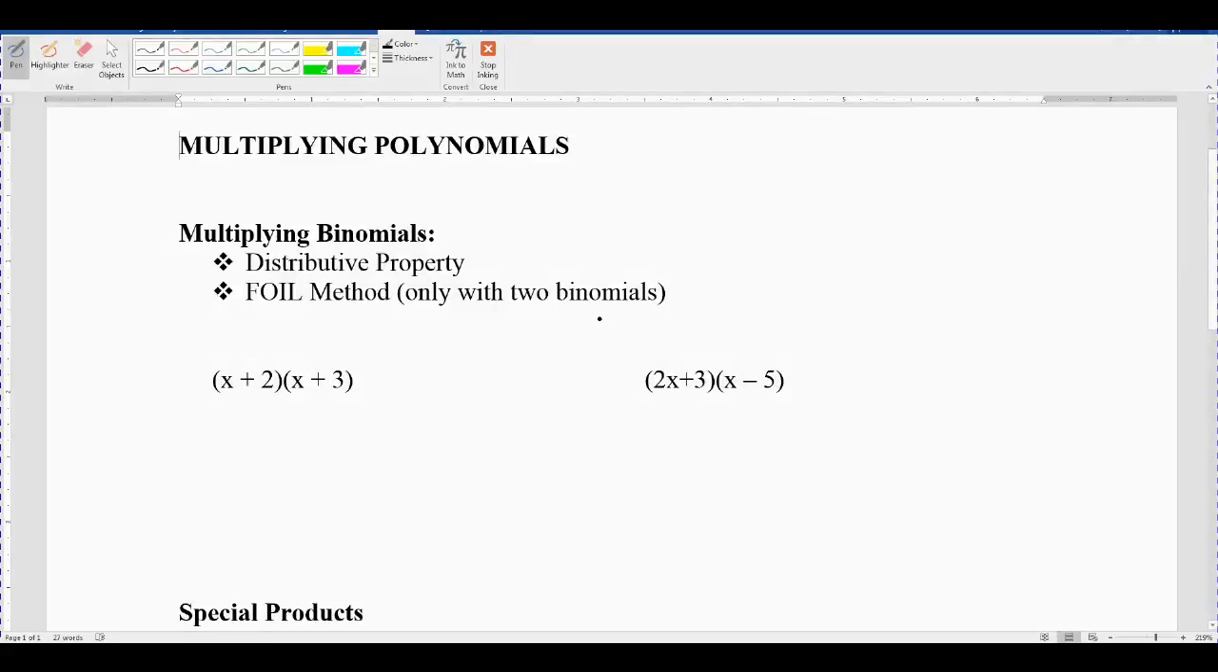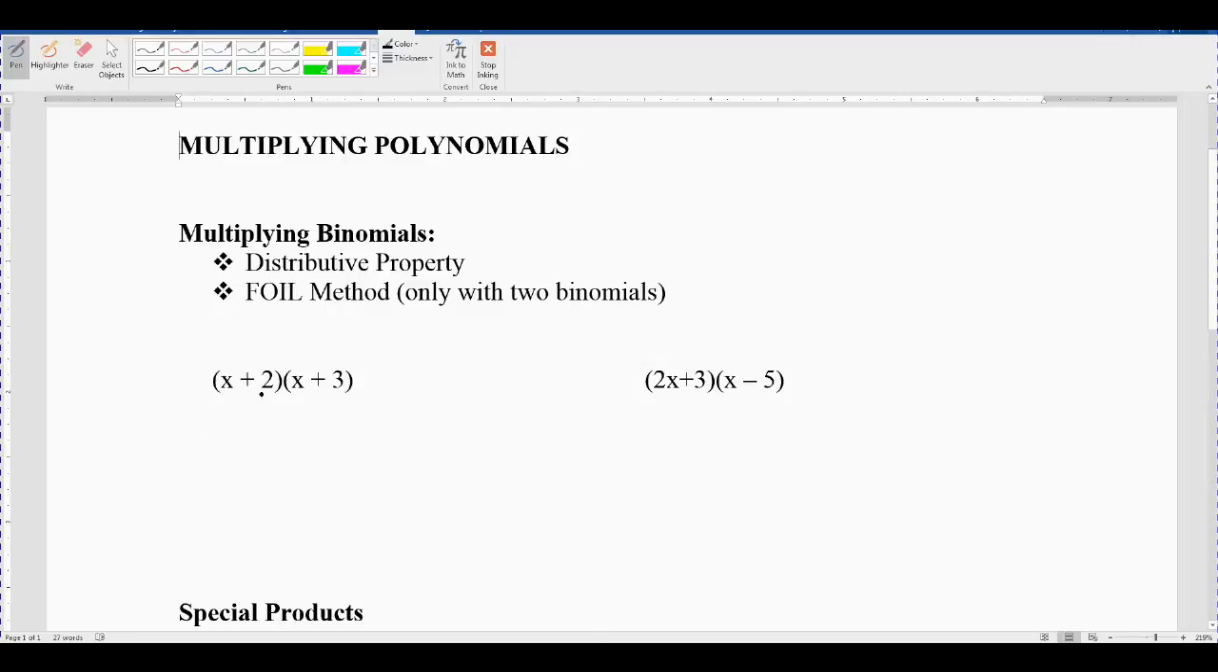Multiplying polynomials. We're going to focus mainly on two binomials. What that is, that's two terms multiplied by two terms. And all this really is the distributive property. You may know it as the FOIL method. So let's just do a couple of examples.